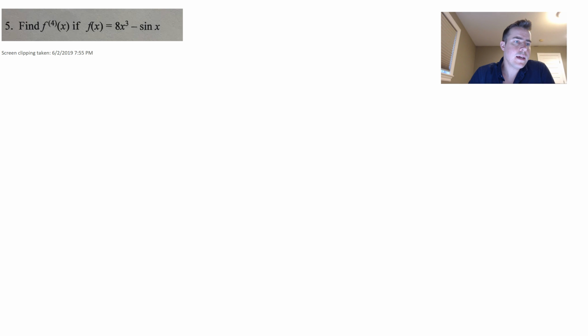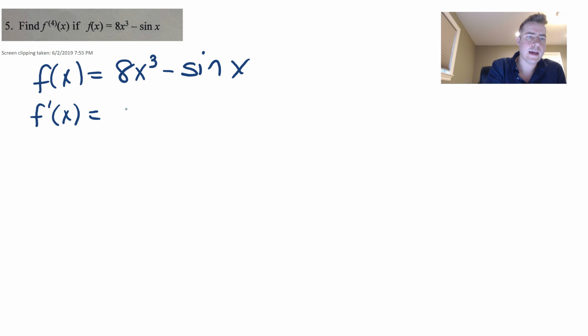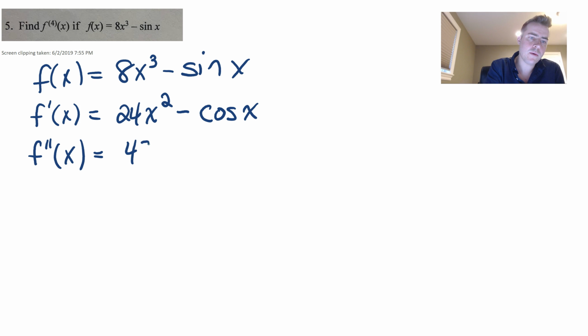All right, let's take a look at number 5 here. So we want to find the fourth derivative of f of x equals 8x cubed minus sine x. Let's start with the first derivative. Again, we use that power rule, bring down the 3. This becomes 24x, subtract 1 is 2, minus the derivative of sine of x, which is just cosine of x. That's the first derivative. Then we do the second derivative here. 2 times 24 would be 48x to the 1 now.